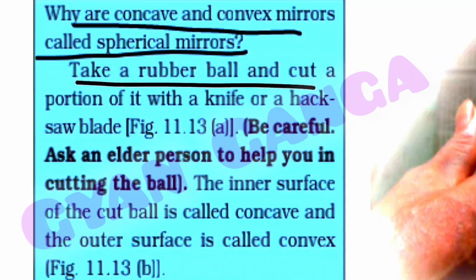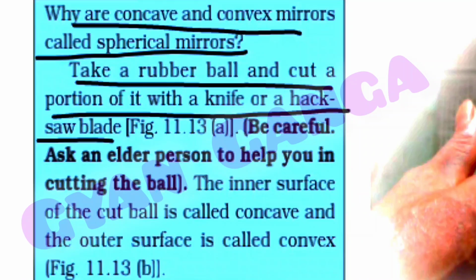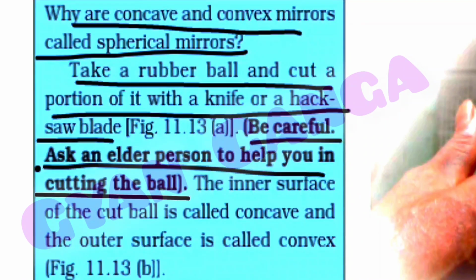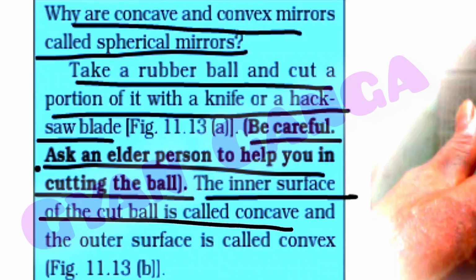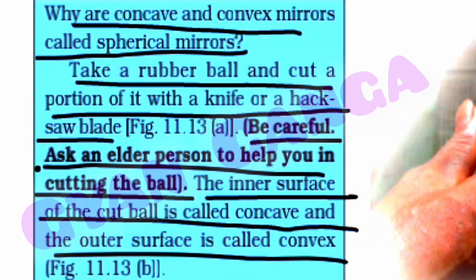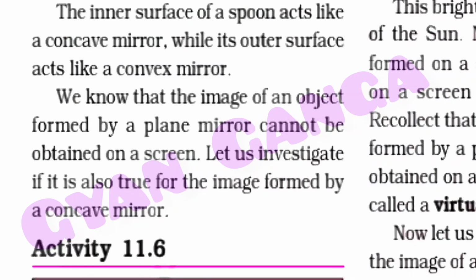Take a rubber ball and cut a portion of it with a knife or a hacksaw blade. Be careful, ask an elder person to help you cut the ball. The inner surface of the cut ball is called concave and the outer surface is called convex. The inner surface of a spoon acts like a concave mirror, while its outer surface acts like a convex mirror.